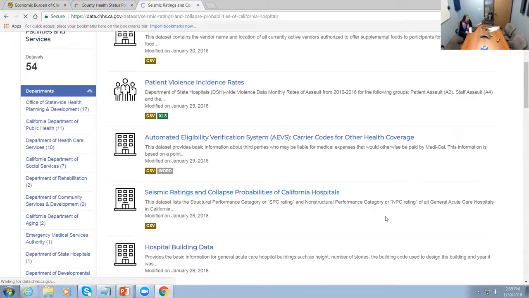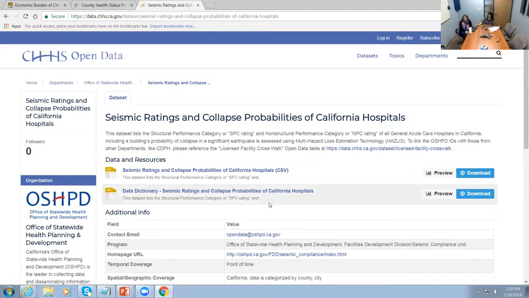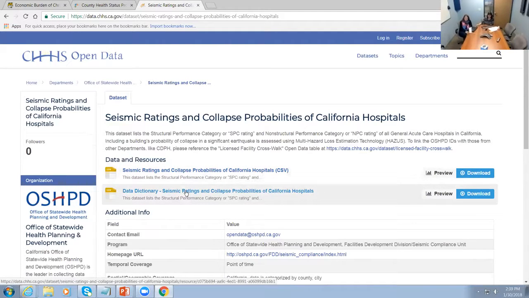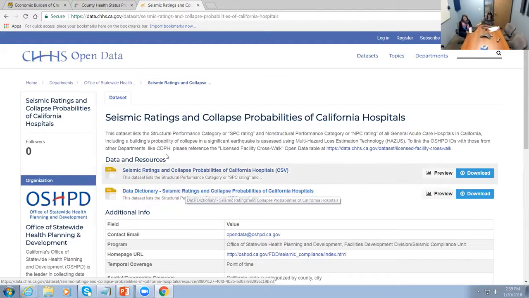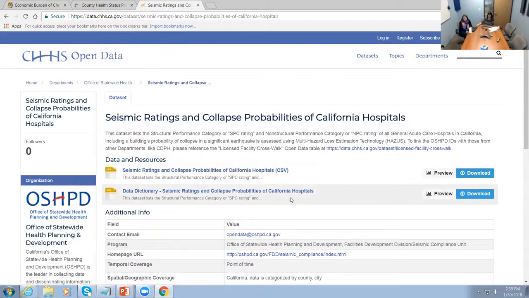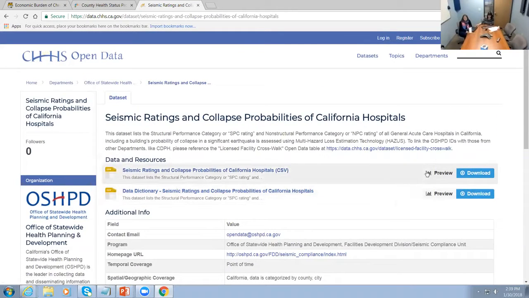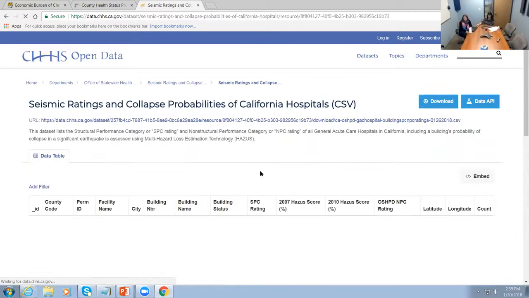Let's look at the seismic ratings one. Seriously, I was looking at this, I was like, wow, I'm kind of interested. Yeah, it's terrifying. So we've got the data dictionary and the actual data set. The data dictionary will give you a description of all of the variables, what they mean and how they were collected. The data set is the raw data available for download, and you have this additional information here. So let's preview this data set.